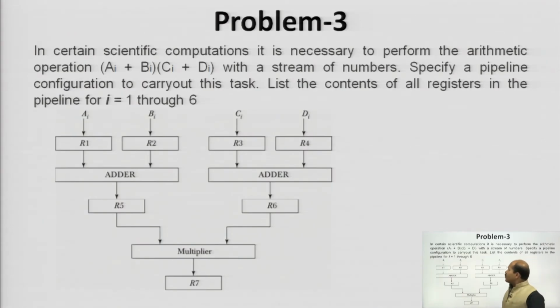The next problem is related to the pipeline system. In this case, the problem states that we have to perform 2 addition operations and 1 multiplication operation as shown here. This is the instruction which we have to perform 6 times. So, we have to design a pipeline system which can perform such type of operation.